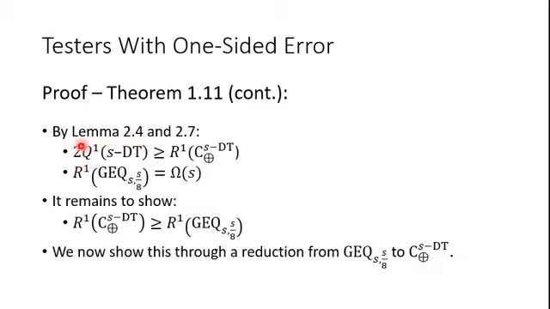So by Lemma 2.4, which we keep seeing, we have the relationship between the query complexity of the one-sided case and the communication complexity of the one-sided case. And according to Lemma 2.7, we've also seen the lower bound for GEQ for the one-sided case. With these parameters, we get that it is omega of s. So if we want to obtain the lower bound for the query complexity, we need to link between these two, and specifically, we need to show this relationship. And we will do that through a reduction from GEQ with s divided by 8 to our communication problem.